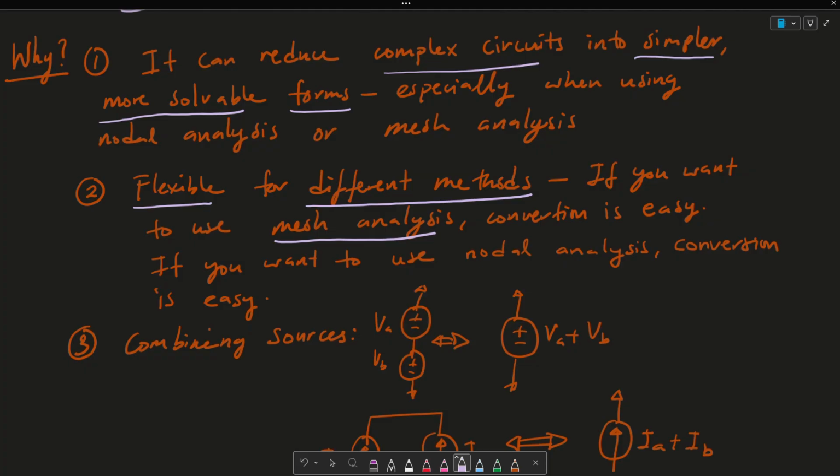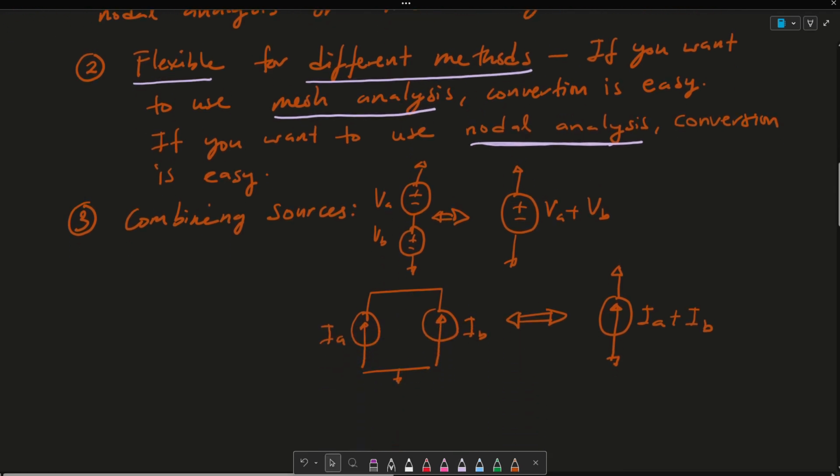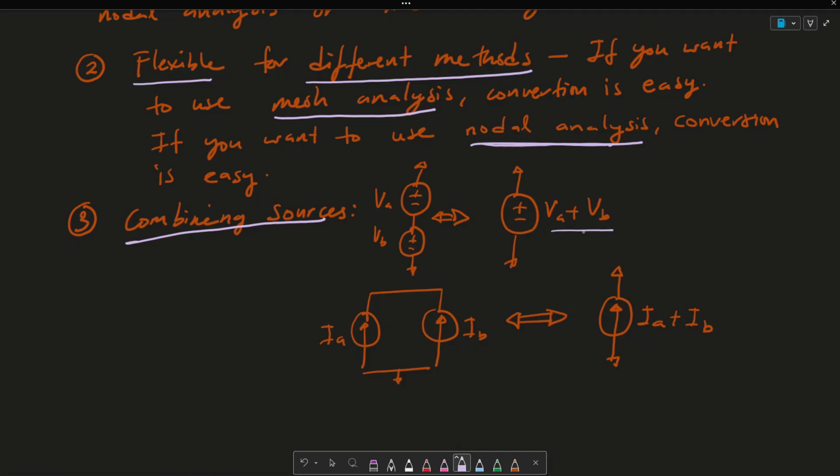The same thing goes for nodal analysis. If you have a complex circuit and you want to make it less complex and then further use nodal analysis, you can do that. The third benefit to source transformation is it allows us to combine sources. For example, if you have voltage sources in series, you can combine them by adding them up into one bigger source. As well, if you have current sources in parallel, you can combine them by adding them up like this.